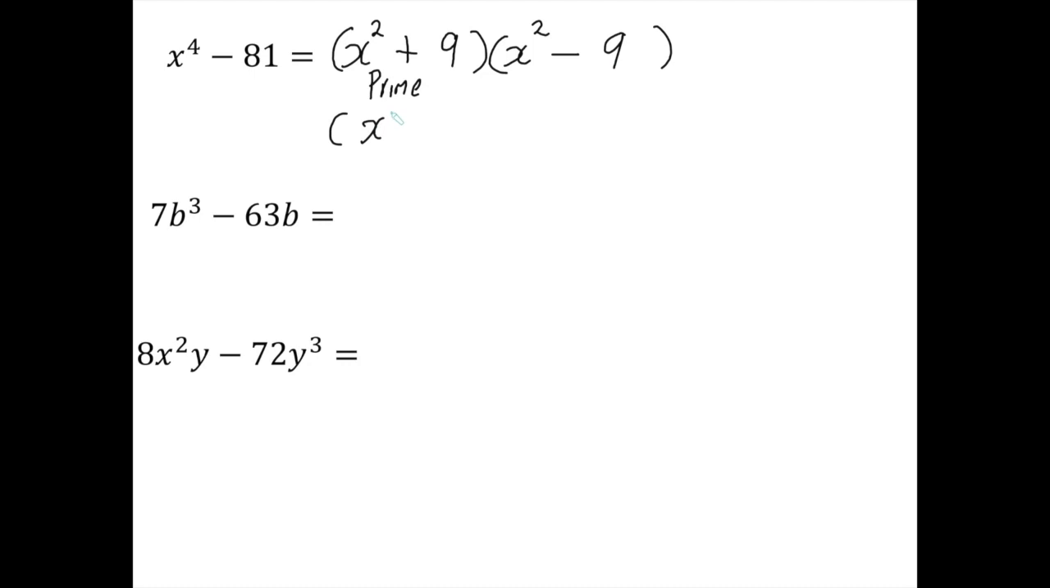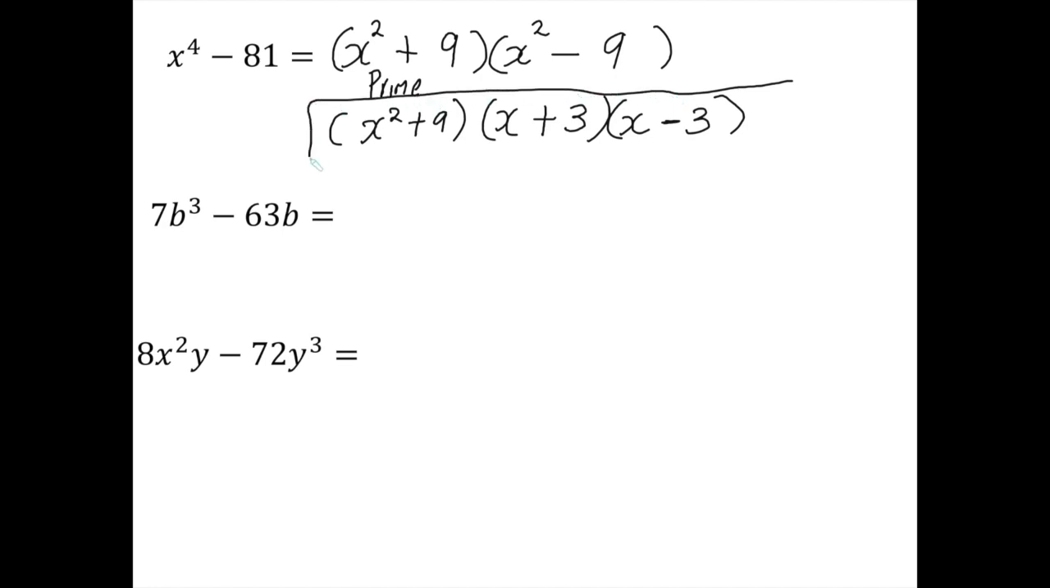So I'm going to keep the x squared plus 9. And then here I'm going to open parentheses again. X squared is x times x. I'm going to have a plus and a minus. And 9 is perfect. It's 3 times 3. And all of this is your answer.